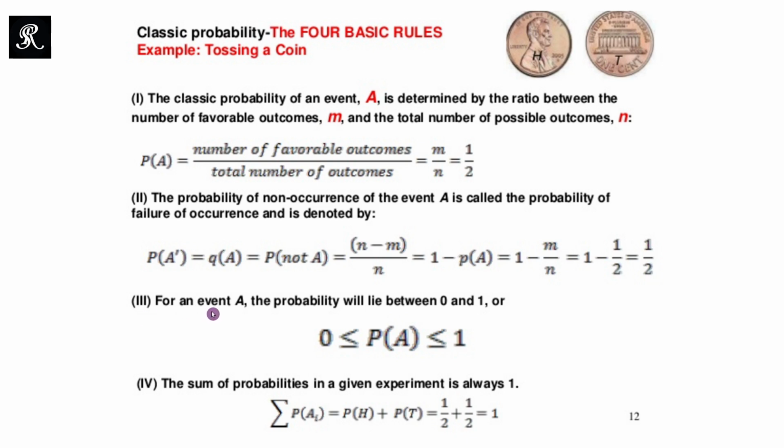The third rule is that for an event A, the probability will lie between 0 and 1. If the event is certain, then that would be 1. The fourth rule is that the sum of probabilities in a given experiment is always 1.